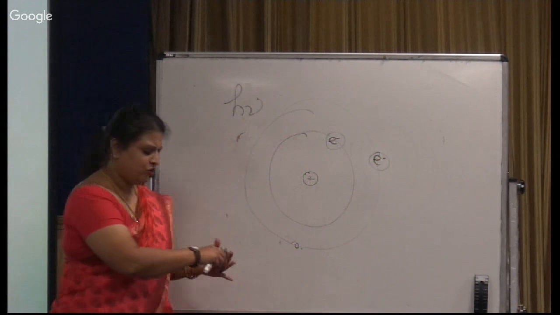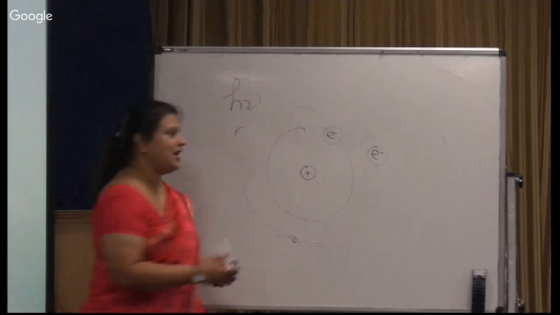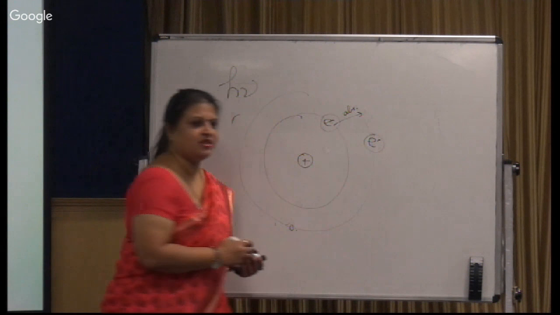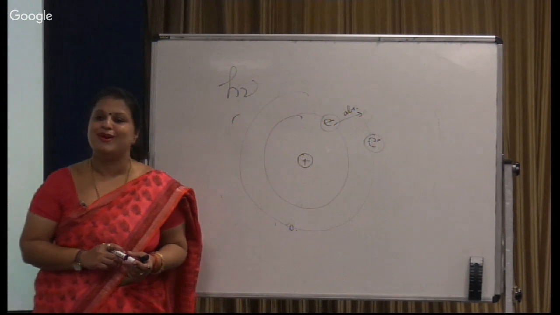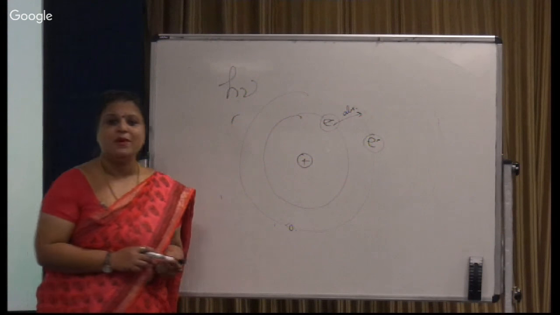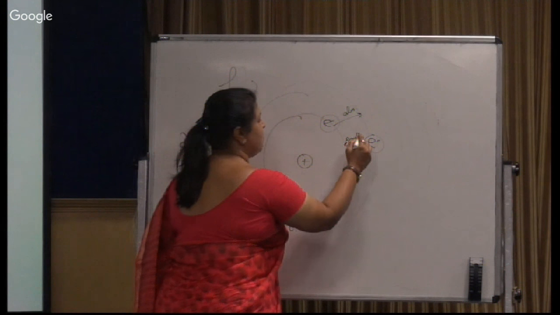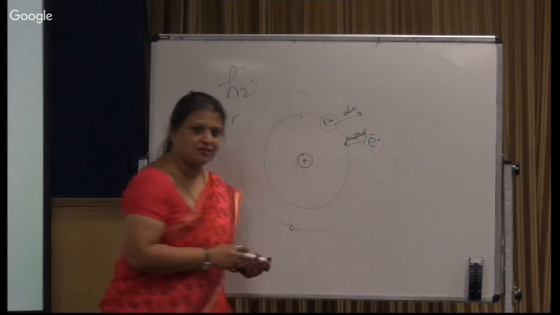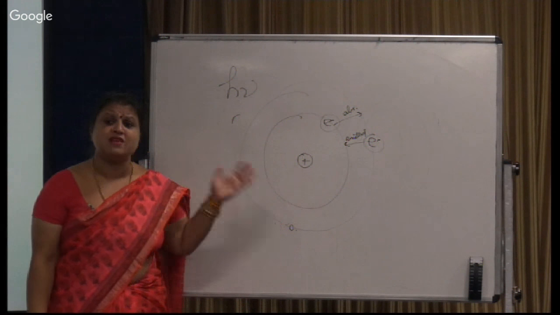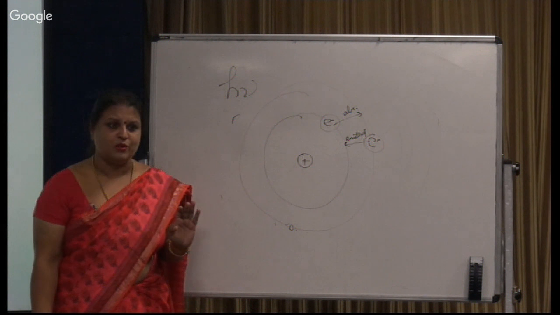But if this electron moves from this orbit to a higher orbit, in that case it will absorb energy. Similarly, if the electron moves from a higher orbit to a low energy orbit, in that case energy will be emitted or released. And hence, this postulate was able to explain the stability of the atom, which Rutherford was not able to explain.